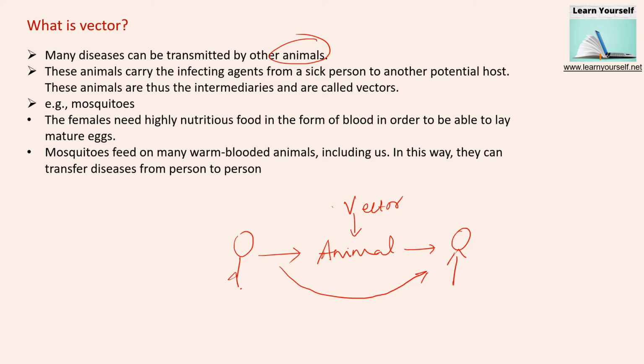For example, dengue. They transfer this disease from a person who has dengue fever, and this mosquito transfers the infection to a healthy person through its saliva while sucking blood from the infectious person. So these are called vectors. The animals that transfer disease from one infectious person to a healthy person are known as vectors.